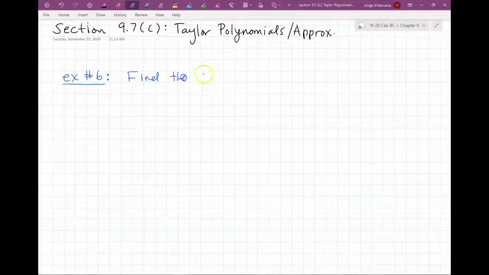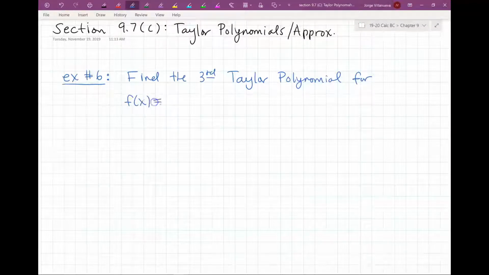All right, so find the third Taylor polynomial for f of x equals sine of x expanded about c equals pi over 6. So notice we are going to do a Taylor polynomial, so not Maclaurin. That means it's not centered at 0. This is centered at pi over 6. They use the word expanded about instead of centered at. It means the same thing, okay?